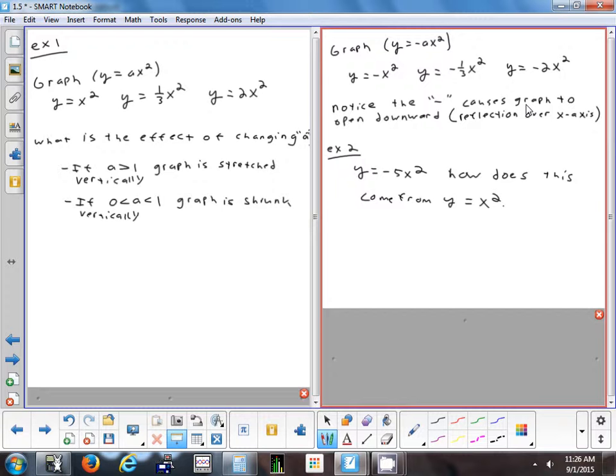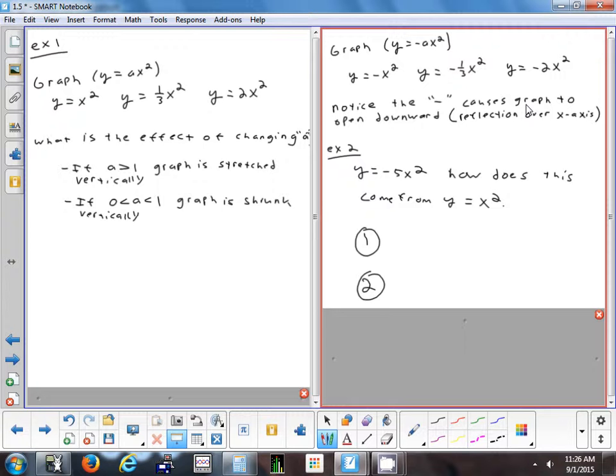All right, so the next question basically is asking you how I could take the graph y equals x squared and change it into the graph negative 5x squared. Okay, there's two things I would have to do. What's the first thing I would have to do to change y equals x squared into y equals negative 5x squared? And think in terms of transformations. Stretching, reflecting, things like that. And start with the 5.